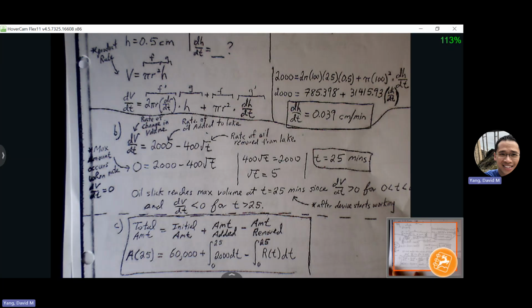So at the beginning of the problem, they say that there's 60,000 gallons to begin with. And then from 0 to 25, the oil leak is still going on at 2,000 cubic centimeters per minute. If we accumulate that rate, we can figure out exactly how much the oil spill is continuing to add to that 60,000. And then over the interval from 0 to 25, RT is the rate that the device is removing oil. If I accumulate that rate over a 25-minute period, I can figure out how much has been removed to subtract from these numbers.